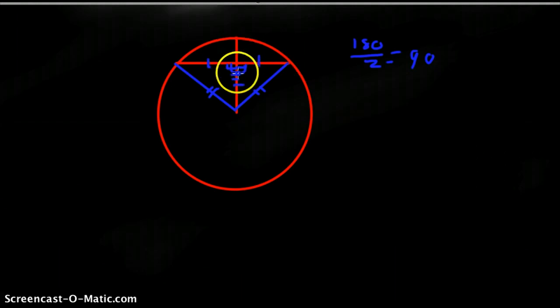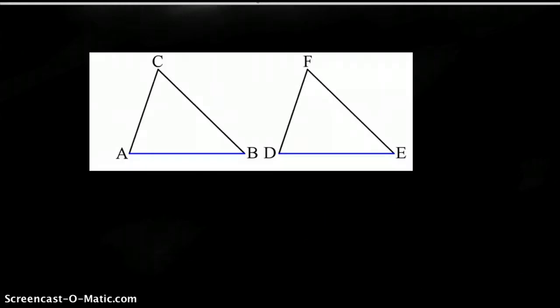And so you can see that this radius is perpendicular to this chord because it's 90 degrees, 90 degrees, 90 degrees, and 90 degrees. And so this might come up later as a problem if they ask you to find all this right here. And so that's what they want you to know from 3.2.